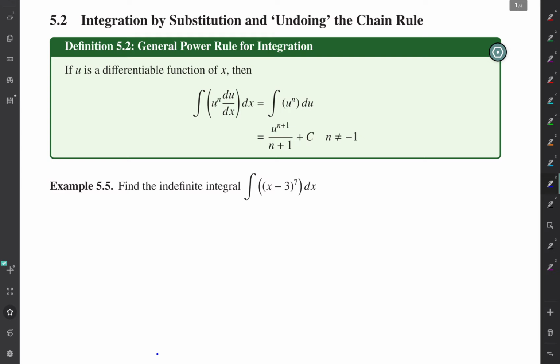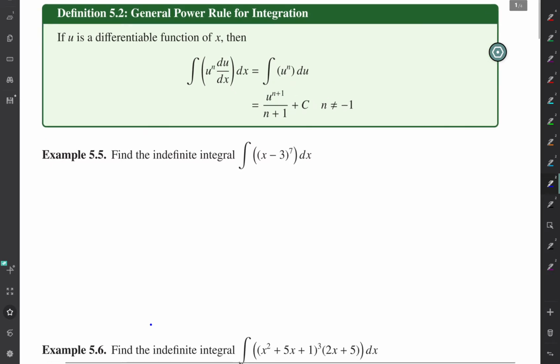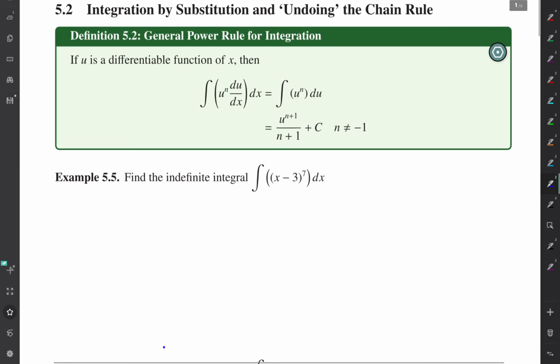And then once you've found that integral, you can plug back in for x. And that will give you the integral with respect to x. And so here's our first example. We have the indefinite integral of x minus 3 raised to the 7th dx.